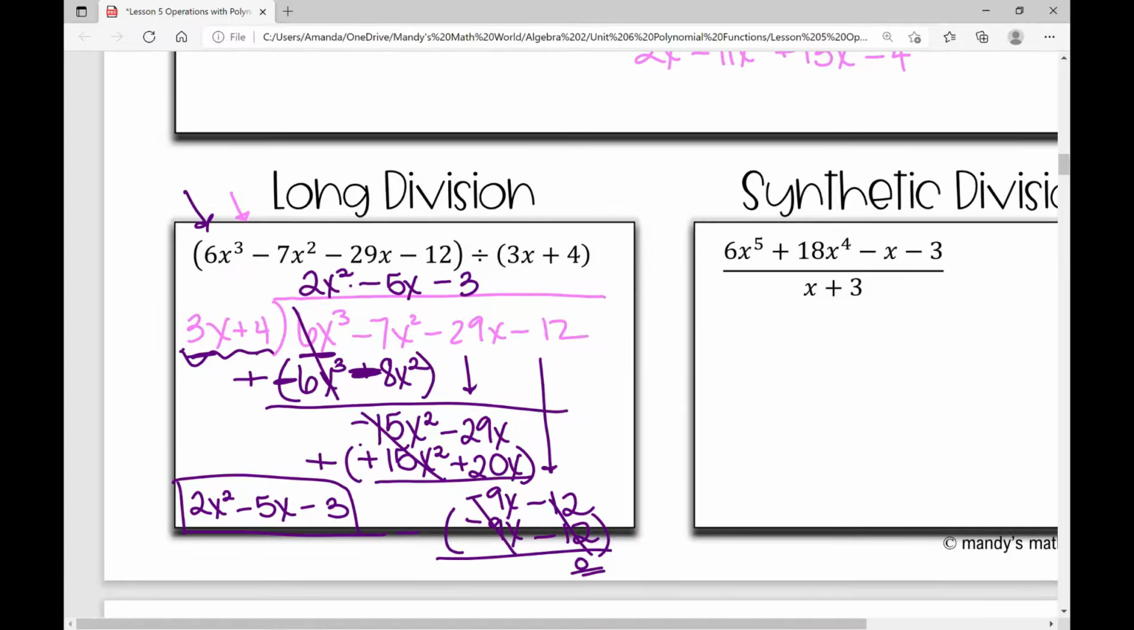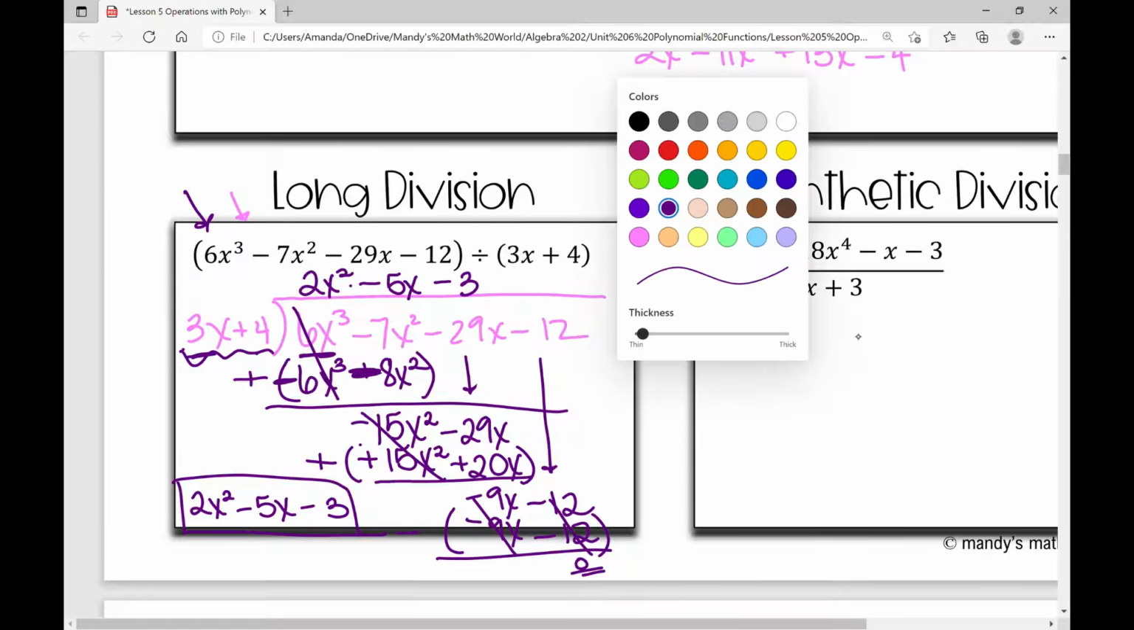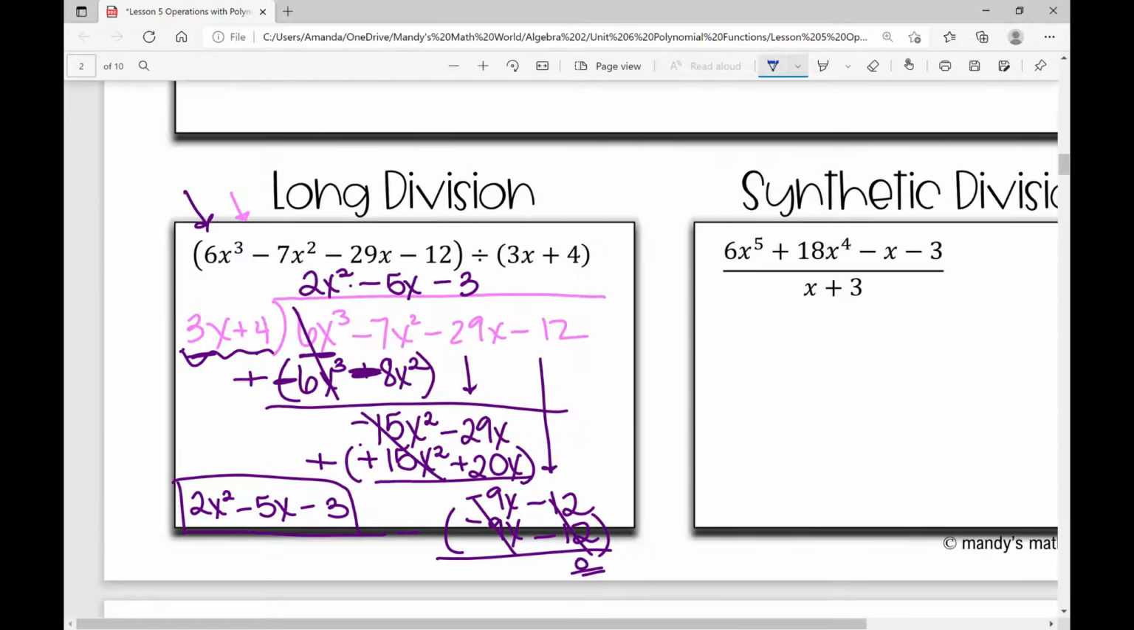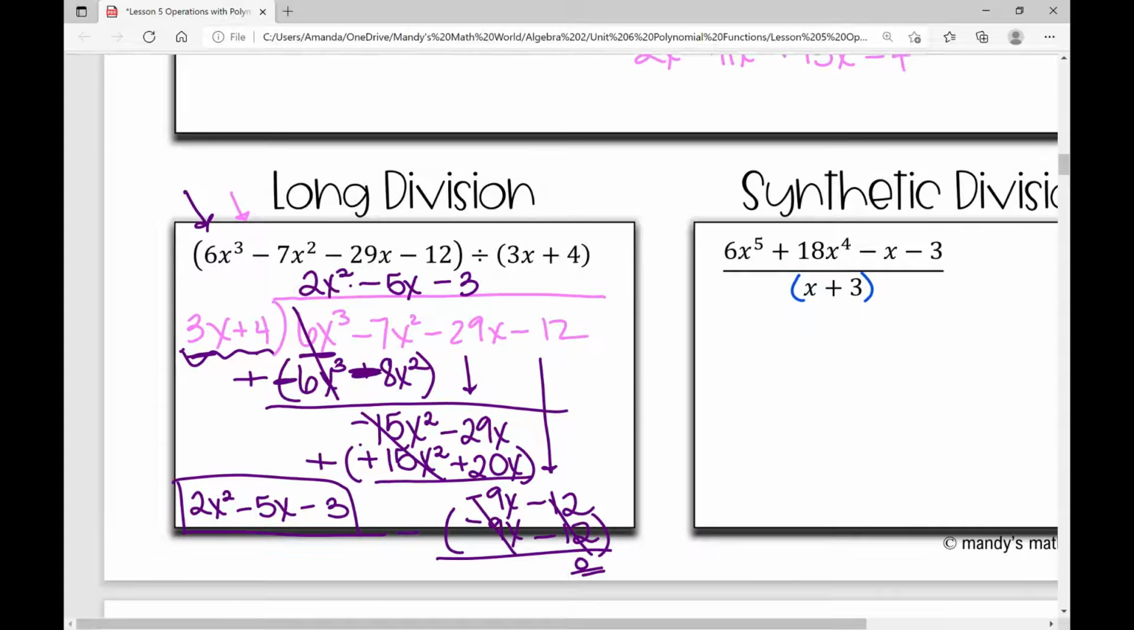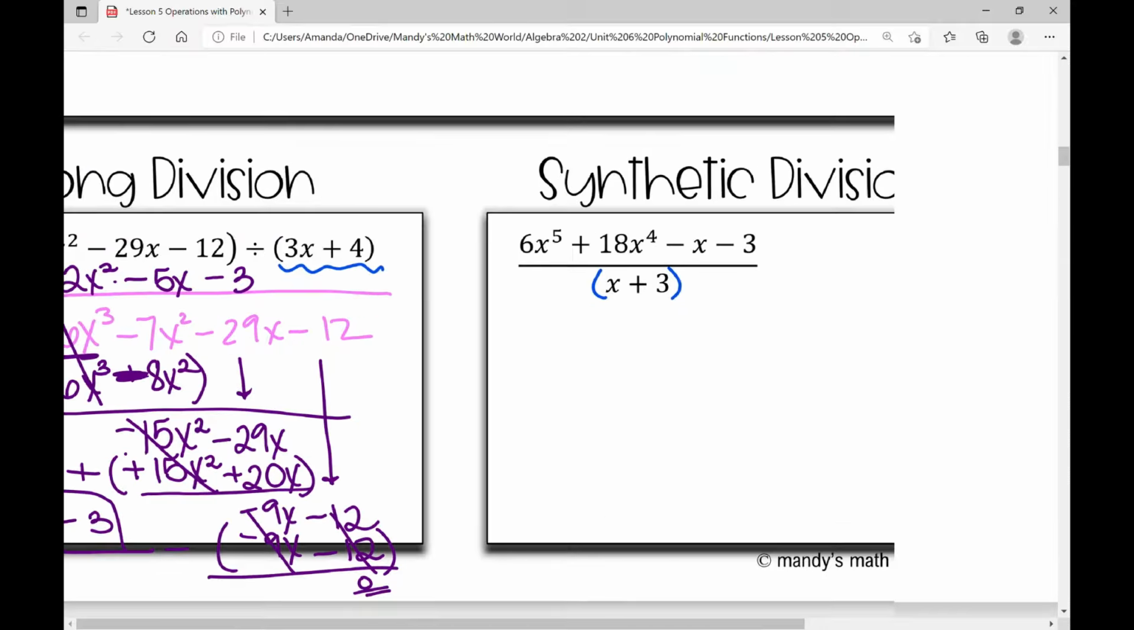Moving on to synthetic division. When we're working with synthetic division, you can only use it when your divisor is written like this: x plus 3, x minus 4, x plus 2, meaning you don't have a leading coefficient other than 1. So you're not going to have this right here, 3x plus 4. We wouldn't even be able to use synthetic division on this long division problem right here, okay? So let's move on to synthetic division.